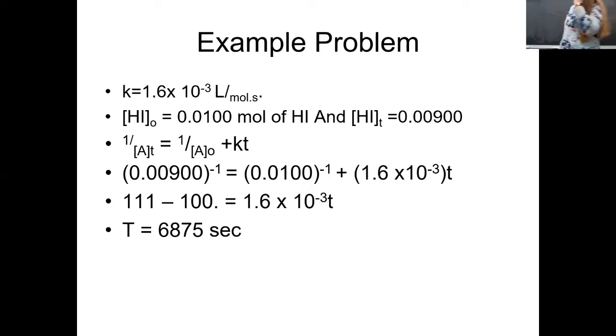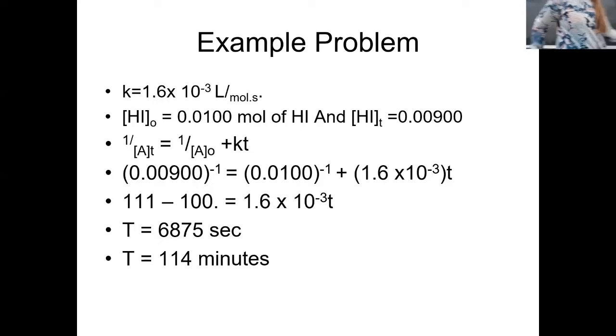And then I end up with 6,875 seconds. So this is actually a really slow reaction. Now, if we have that many seconds, we might be saying, well, wouldn't there be another unit of time that might be a little bit more convenient to look at? So we could look at this in minutes. How could we change seconds to minutes? Divide by 60. So that's about 114 minutes, a little less than 2 hours.